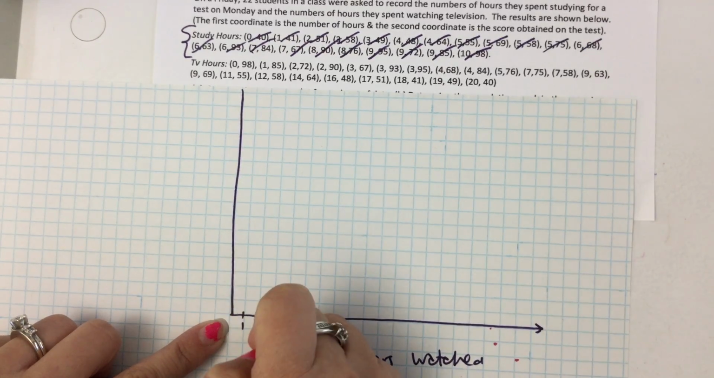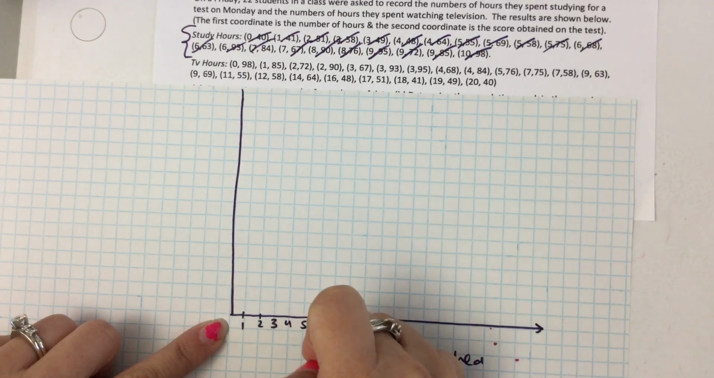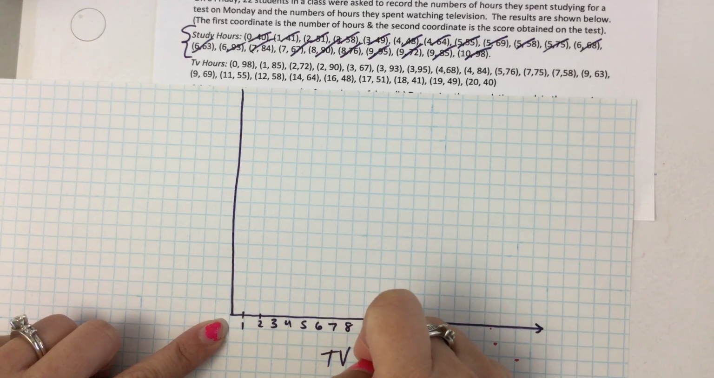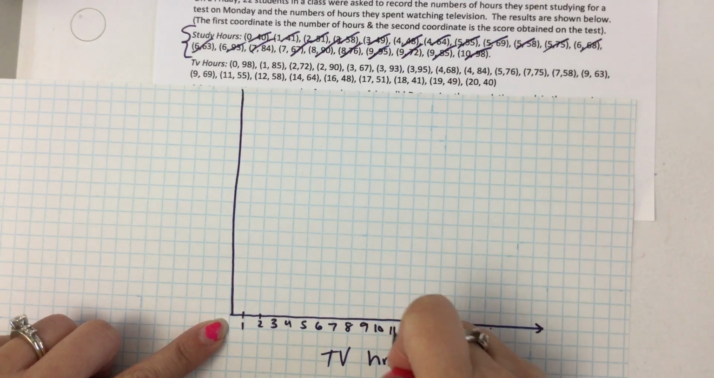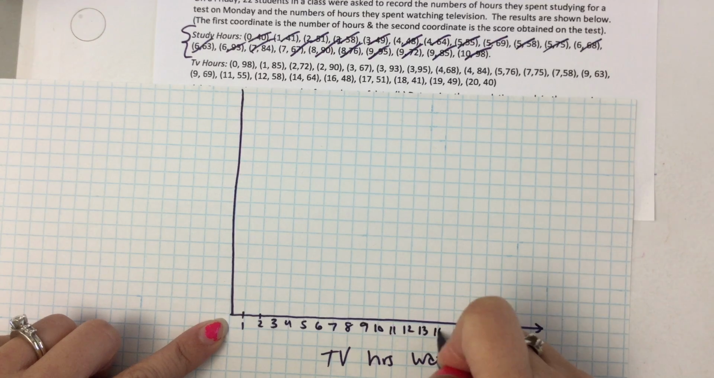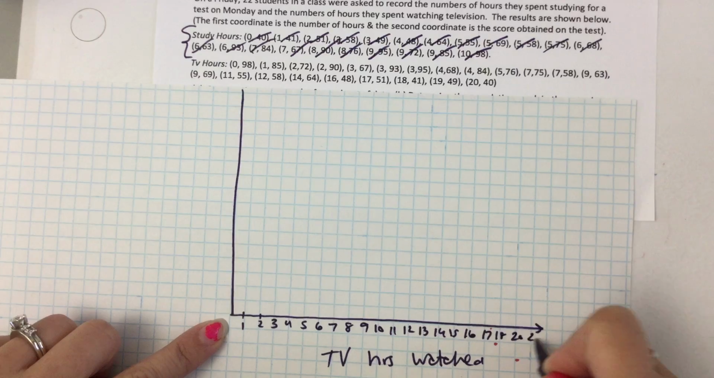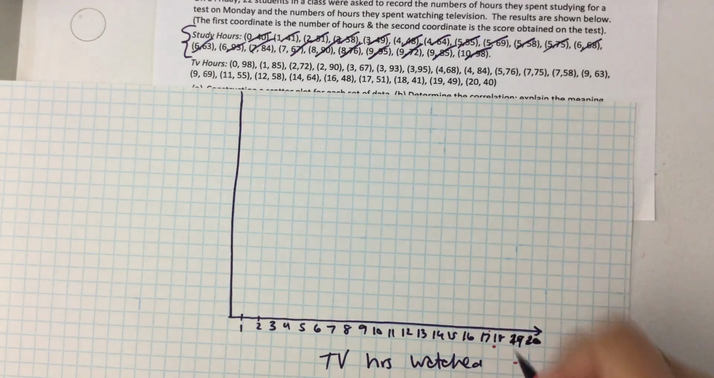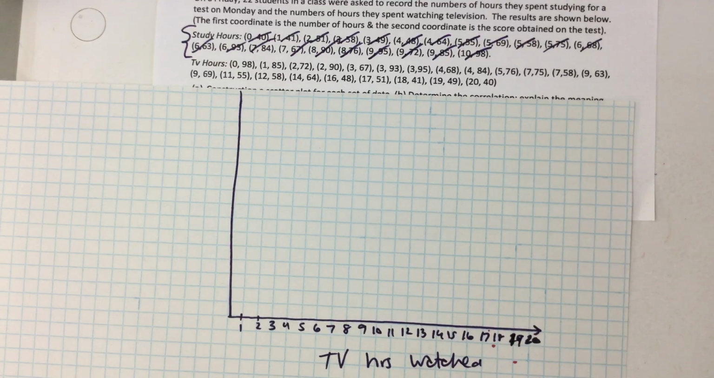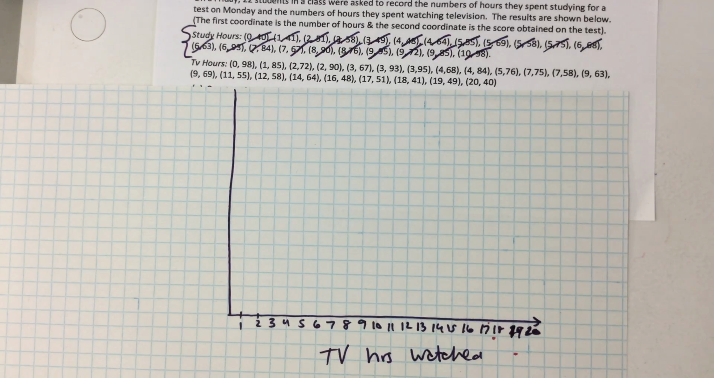So 1, 2, 3, 4, 5, 6, 7, 8, 9, 10, 11, 12, 13, 14, 15, 16, 17, 18, 19, 20. There we go. Yeah, that's a 19. I was thinking about the next number. Okay, so that's the hours watched on TV.